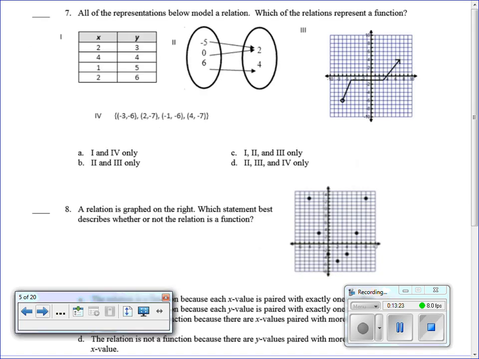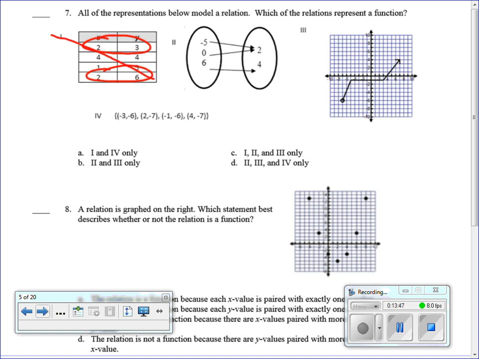Looking at 7, it says all of the representations model a relation. Which relations represent a function? So again, go to your table. Do any of the x values repeat? And in this particular table, they do. We see that 2 is occurring twice. It is going with 3 and it is going with 6. So this table would not be a function.